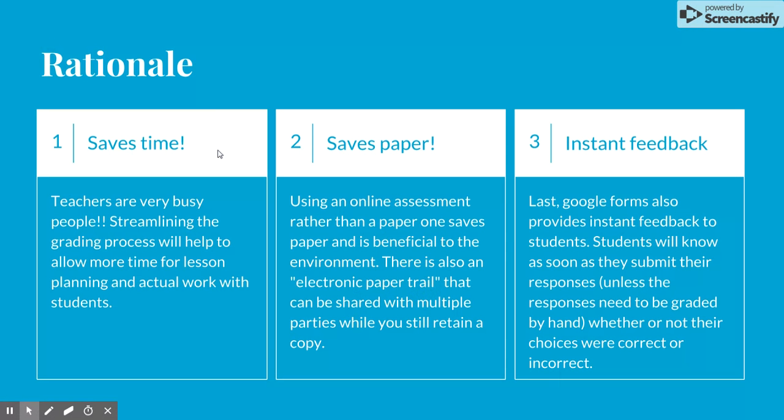Rationale: teachers are obviously very busy people, so having something automatic, like a form that gives a grade automatically, is going to save you a little bit of time. It also saves you some paper, which is good for the environment, and it gives you an electronic paper trail rather than a piece of paper that could be lost in a variety of situations.